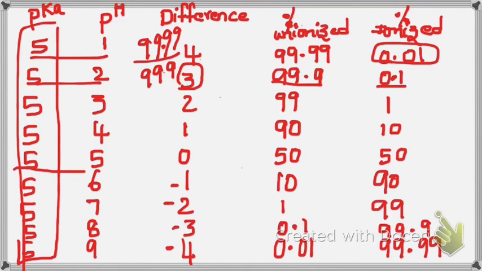So here you can see the difference is 0 and 50% exists in the unionized form, 50% in the ionized form. So this is the pKa. So pKa is the pH at which 50% of the drug exists in the unionized form and 50% of the drug exists in the ionized form.